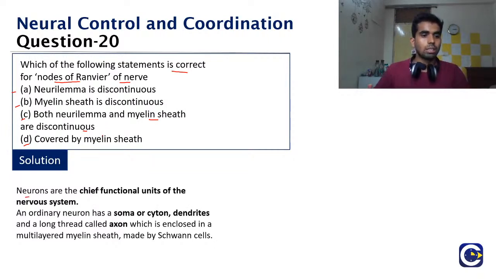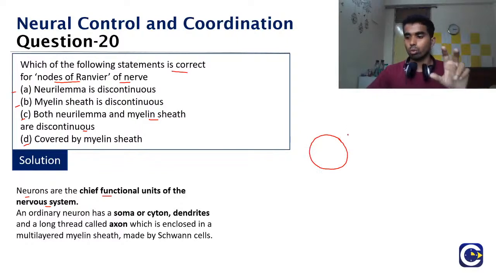The neurons are the structural and the functional unit of the nervous system. It means that the whole of the nervous system of your body is made up of neurons. The neurons have various structures. So it has a cell body. From the cell body, small branches arise, and these small branches are known as the dendrites.